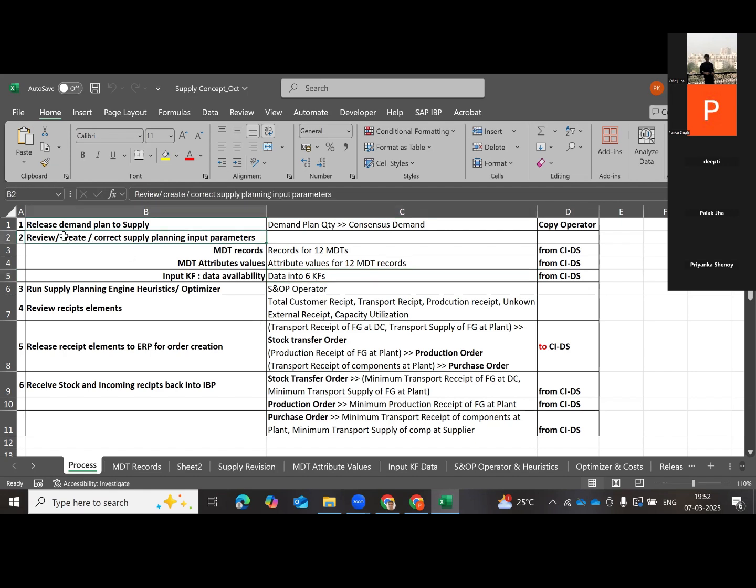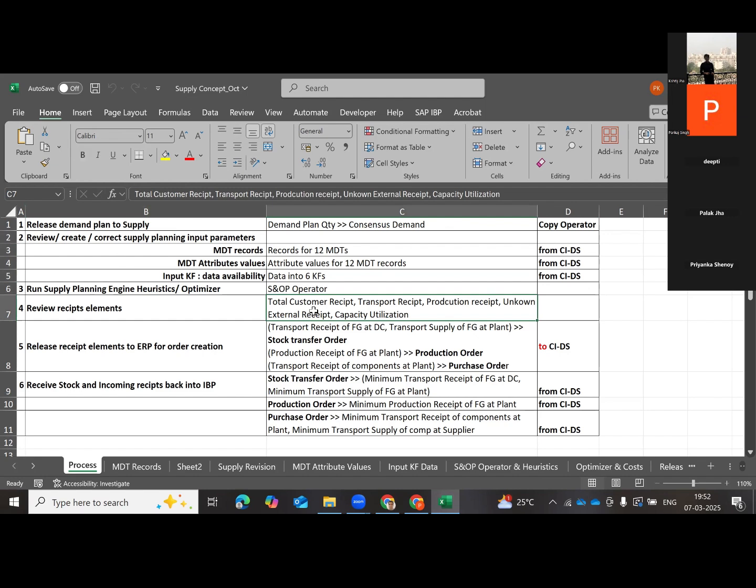So then what we do as a second step, we review which are the master data types, and in those master data types, which are the attributes that are required for our supply planning run, which are the input key figures that must have numbers before we run supply planning, etc. And these all come from CIDS, obviously from the backend. Then the third step is run supply planning. We have seen how to run the supply planning SNOP profile. And then the fourth is review receipt elements.